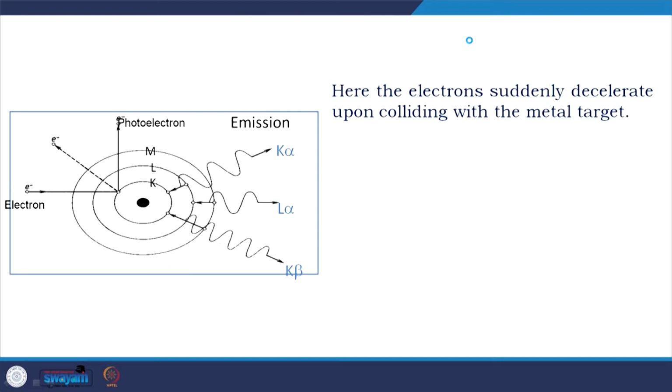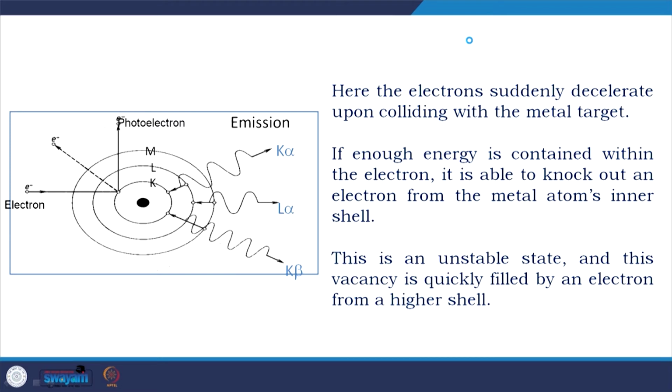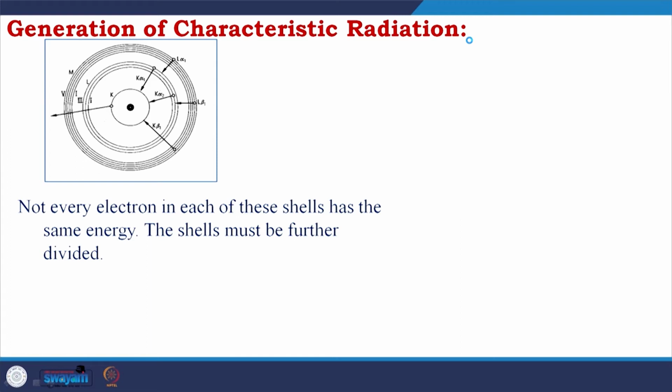Here the electrons suddenly decelerate upon colliding with the metal target. If enough energy is contained within the electron, it is able to knock out an electron from the metal atom's inner shell. That is what we want, and this is an unstable state, and this vacancy is quickly filled by an electron from the higher shell. Through this transition, we get the energy. Generation of characteristic radiation. Not every electron in each of these shells has the same energy.